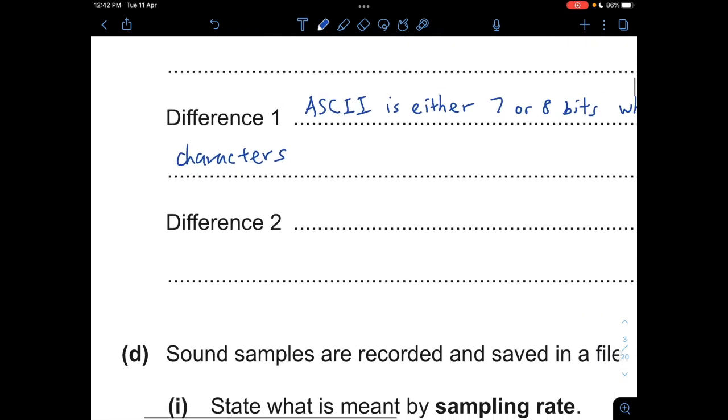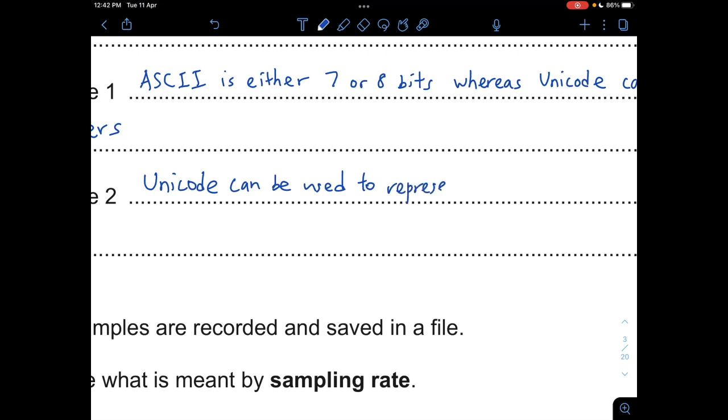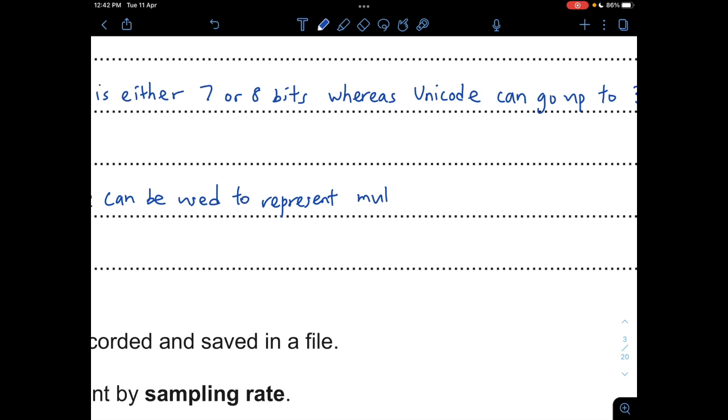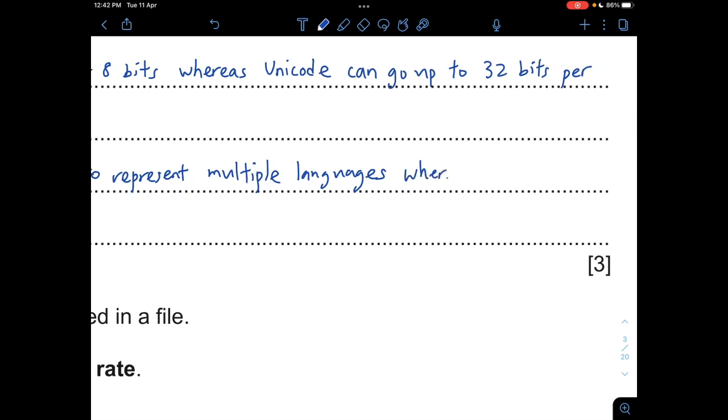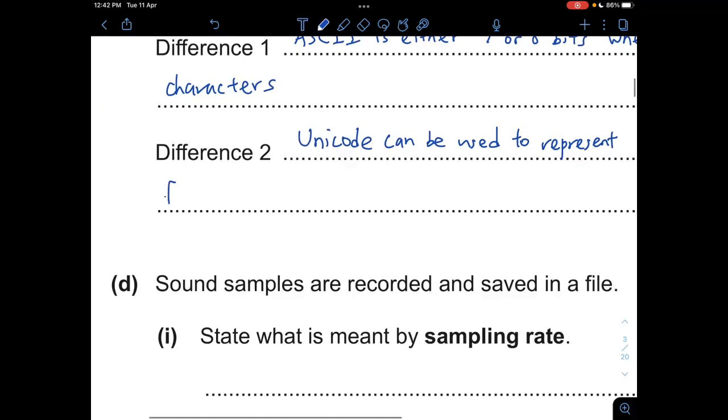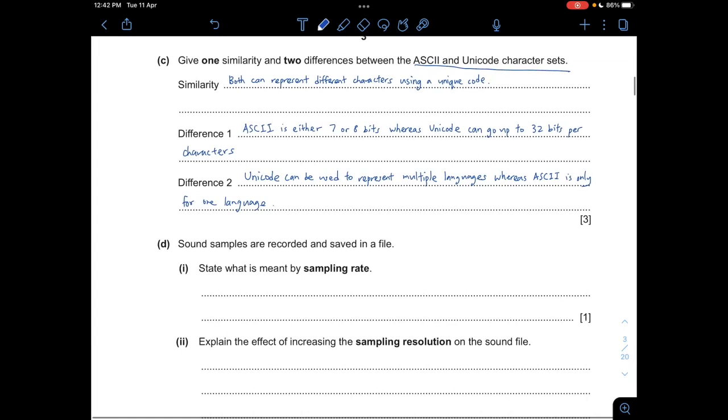The second difference would be Unicode can be used to represent different languages, whereas ASCII is basically only for English. So that's the difference. The similarity is that both can represent different characters using Unicode. The difference is that ASCII is either 7 or 8 bits, but Unicode can go up to 32 bits. And the second difference is Unicode can be used to represent multiple languages, whereas ASCII can only be used for one language.